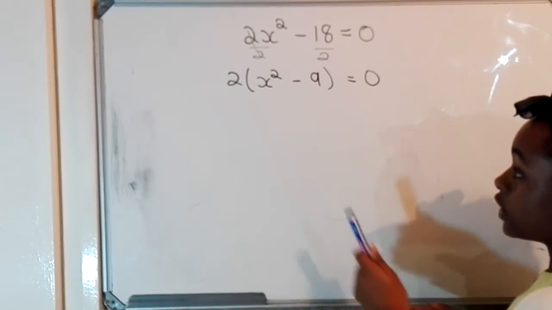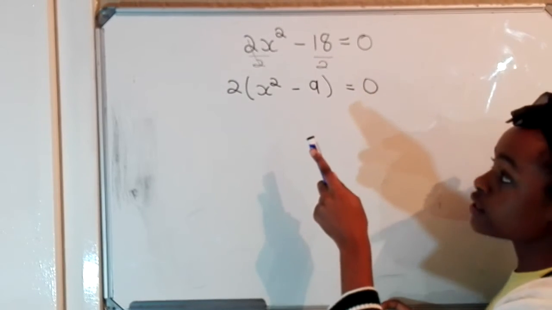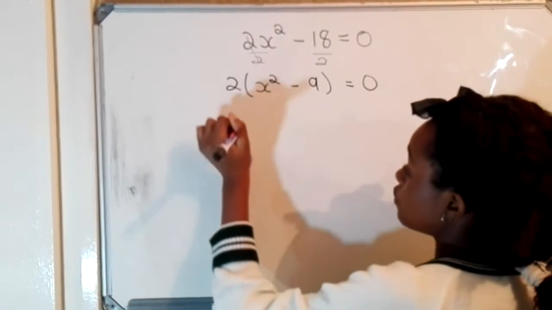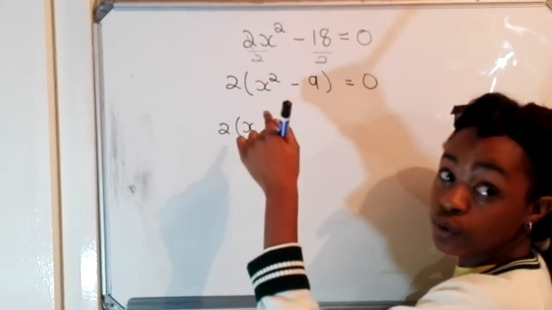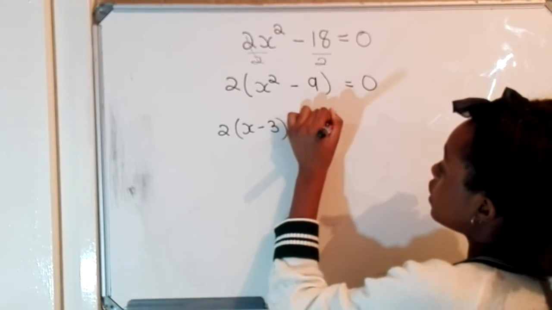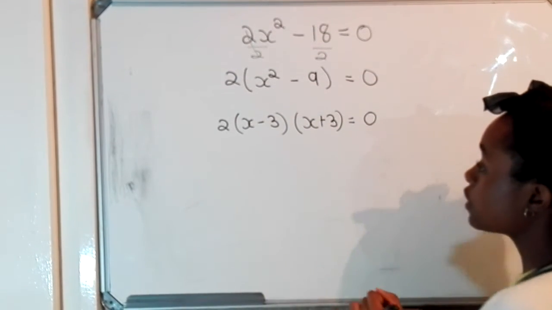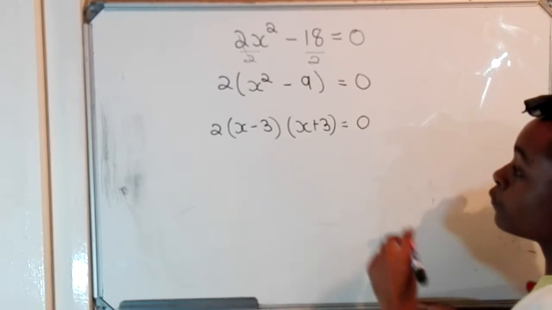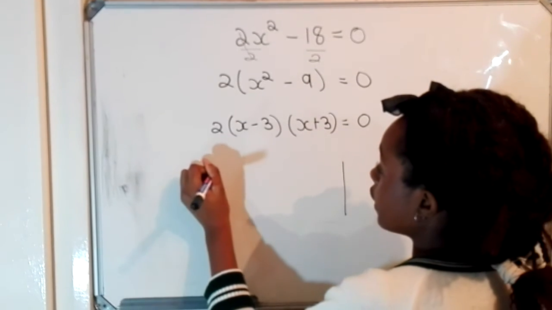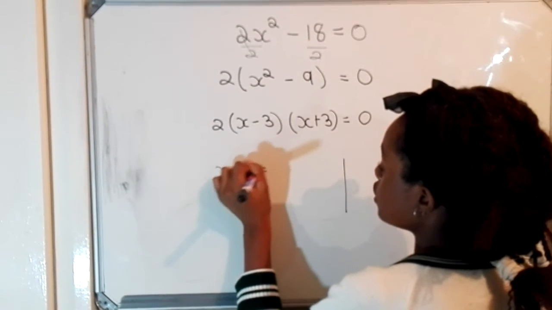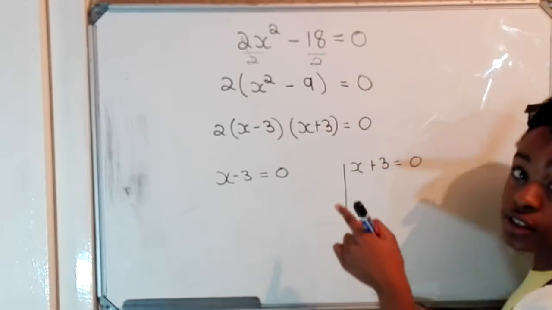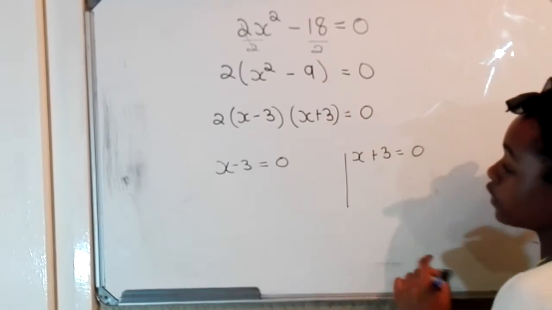So what I notice over here is that we have a difference of two perfect squares. We have x squared and minus 9. So it's the same as saying, I'll leave my 2 there, and I have x, the square root of x squared is x, minus 3, and x plus 3 is equal to 0. So now we can find the value of x using the two ways. So I'll leave my 2 for now, and I'll have x minus 3 is equal to 0, and I'll have x plus 3 is equal to 0. These are my factored answers. These are my factored values, and I'm using them to find the value of x.